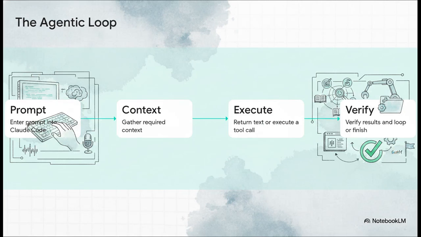Let's see how this builds chronologically for just a single command. First, step 1, you enter your prompt. Step 2, Claude gathers context by interacting with the model. Step 3, the model returns either text or a tool call, which basically means it decides it needs to take a physical action, like editing a file. And step 4, it executes that tool, verifies the outcome, and then either finishes up because the job is done, or it loops right back to step 2. It is entirely relentless in trying to solve your problem.